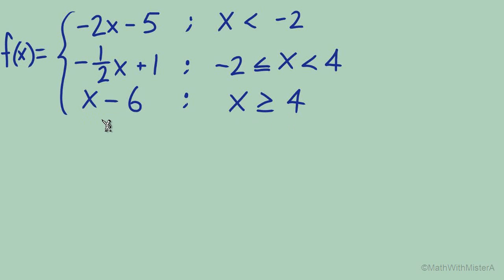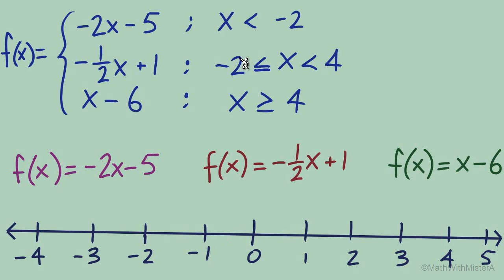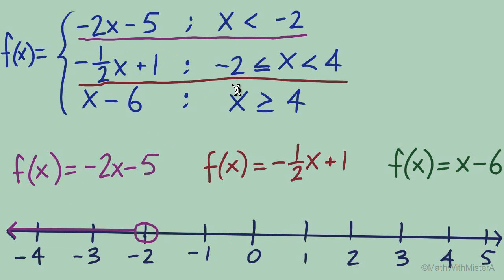So basically, we could look at a piecewise function as individual functions. Here are those three individual functions. And when we look at which one we should use, we could look at this information on a number line. So this function -2x minus 5, we would use it for x values that are less than -2. This middle function we would use for x values that are greater than or equal to -2, but less than 4.